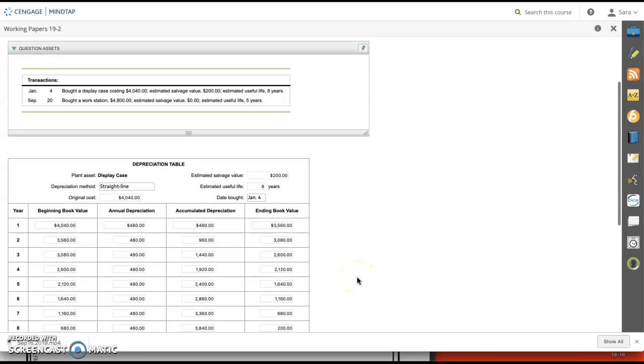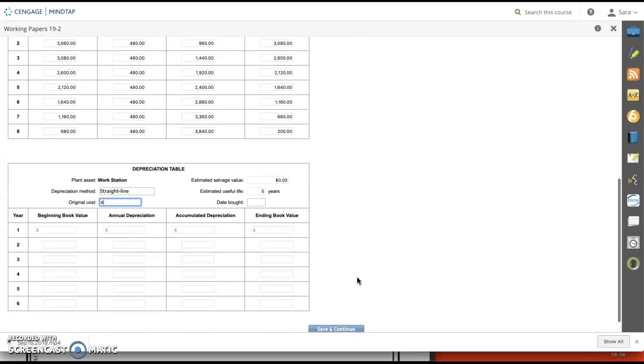Okay, so then our next one is September 20th. We bought a workstation, $4,800 for our estimated salvage value of $0. Estimated useful life is 5 years. So salvage value 0. Depreciation method is straight-line again. 5 for useful life. Our cost was $4,800 and our date bought was September 20th.